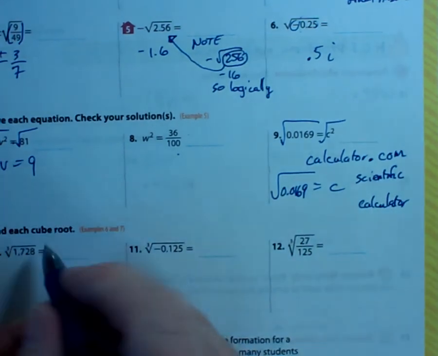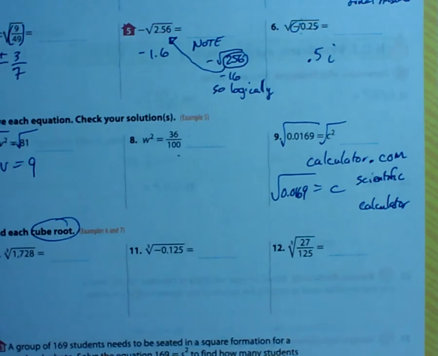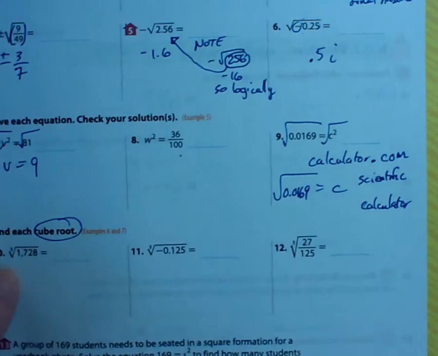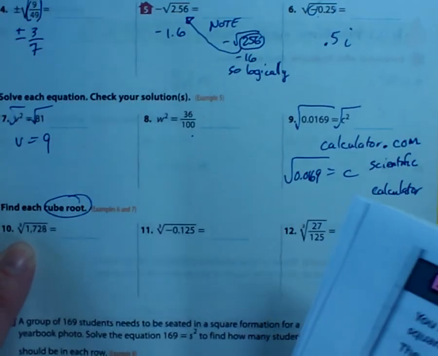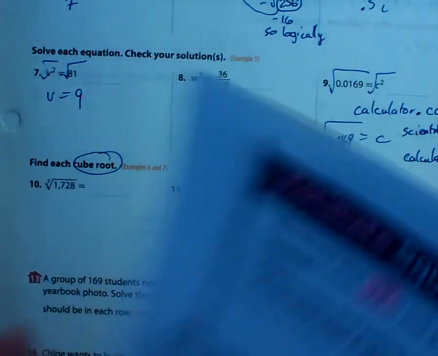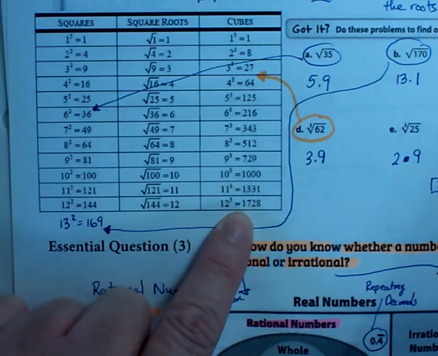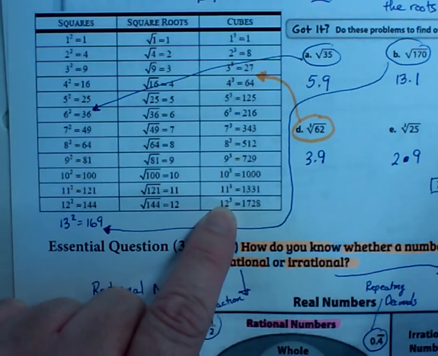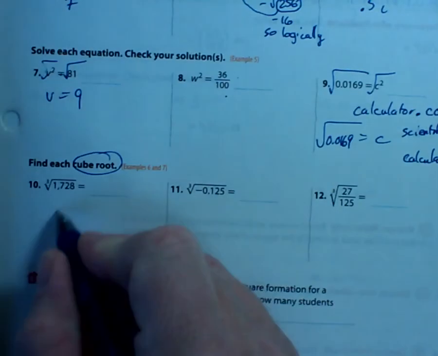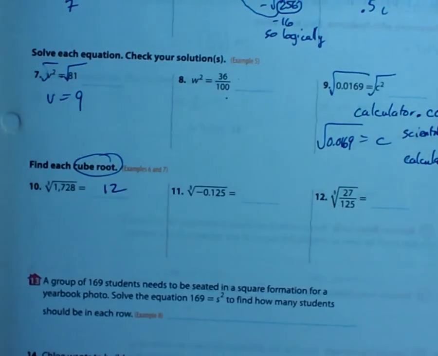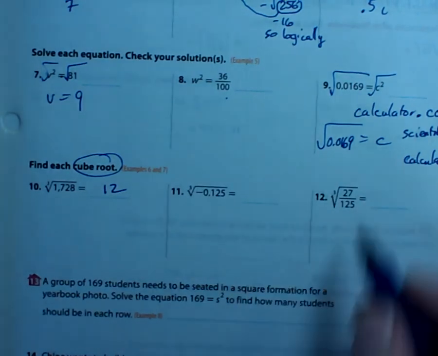All right, then we get cube roots. So again, you'd probably want to go back to your little chart here to find 1,728. If I look at my chart, 1,728 is 12 cubed. So the cube root of this number is 12. You could apply the rest of that.